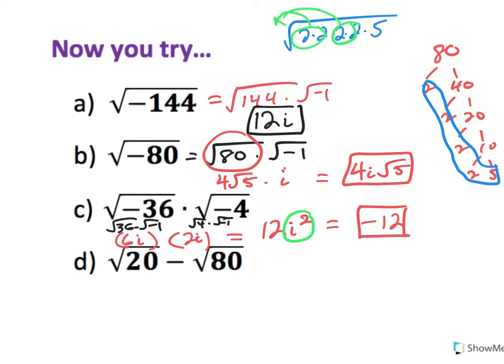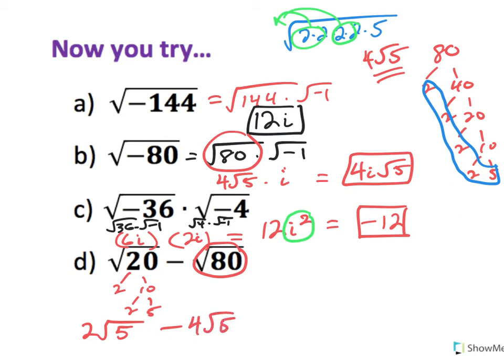And lastly, this is just a refresher about simplifying radicals itself. And so if you break down square root of 20, which is 2 times 10, 2 times 5, that can be broken down to 2 square roots of 5 when you're simplifying, minus square root of 80, which we already broke down. In fact, the square root of 80 we found out to be 4 square roots of 5 up here. And so together we get minus 4 square roots of 5 there.